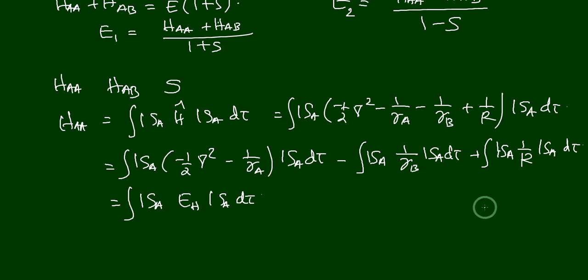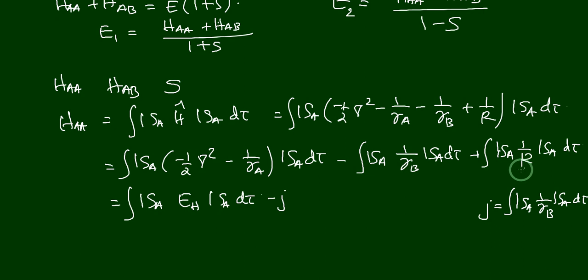Okay, J is equal to integral 1sA 1 by RB 1sA dτ. This is integral J, so let me write it as J here. So this is equal to J, and I can write it like minus J here. And the last integral is integral 1sA 1 by R 1sA dτ.